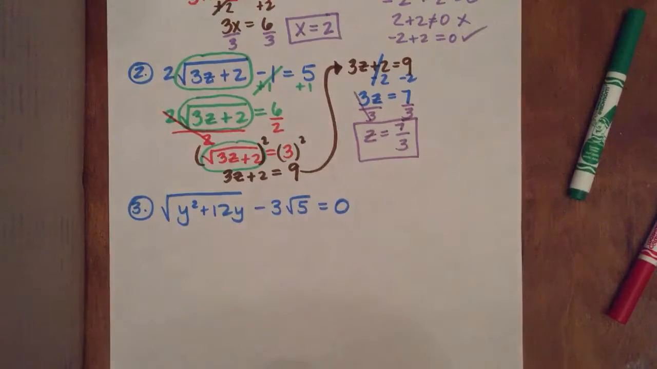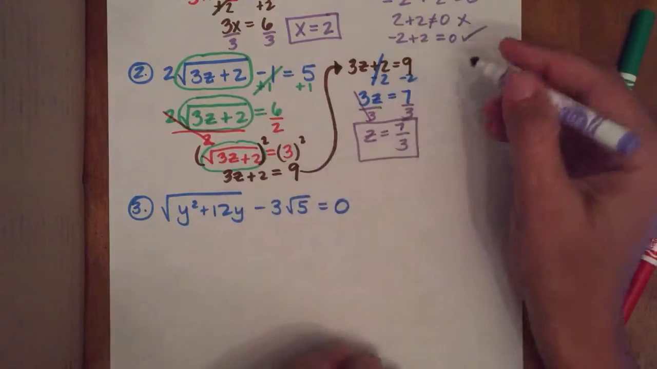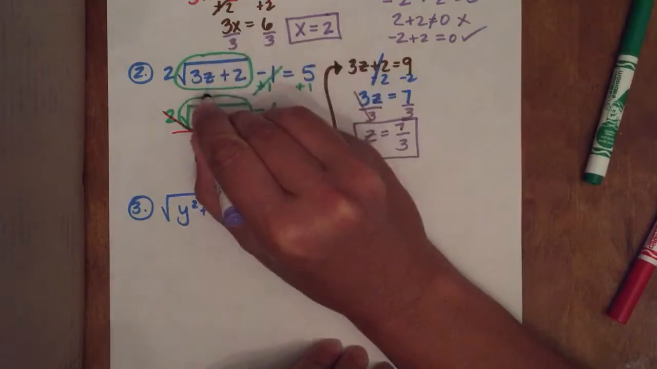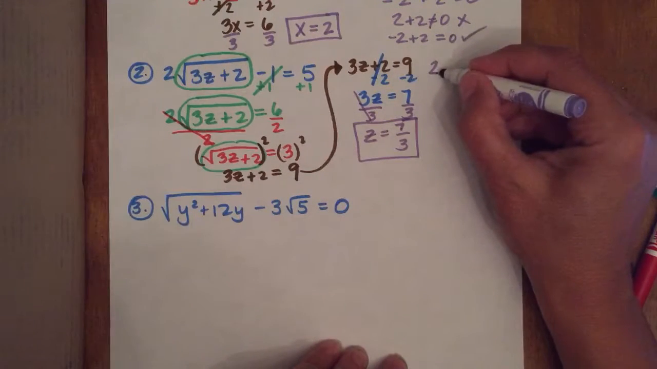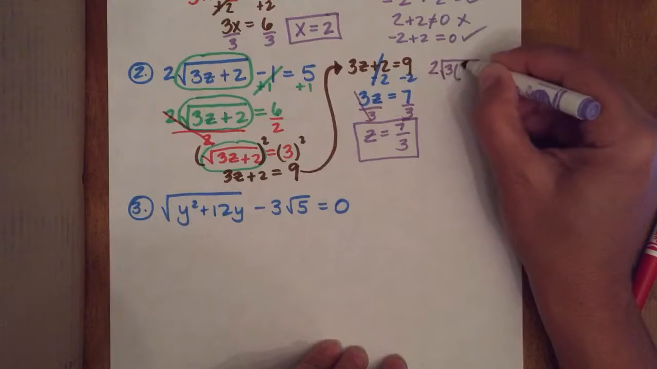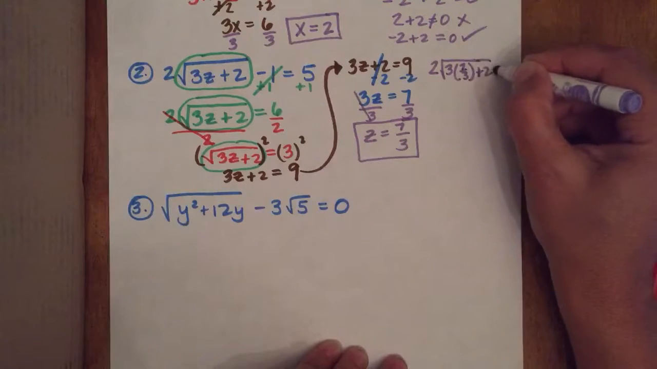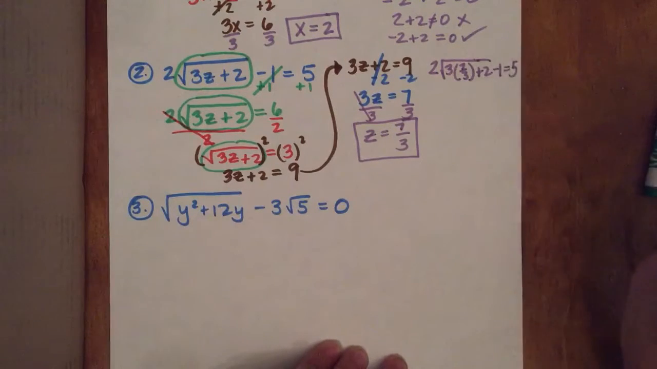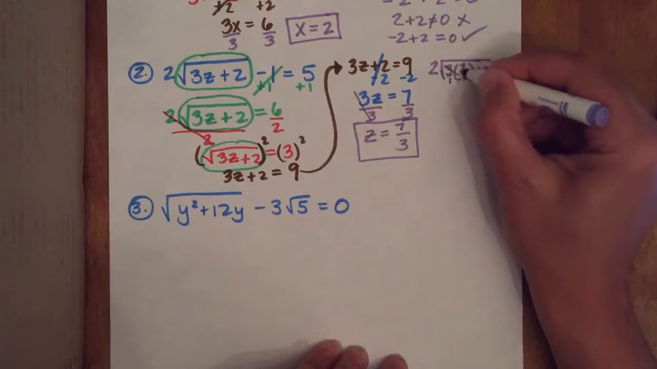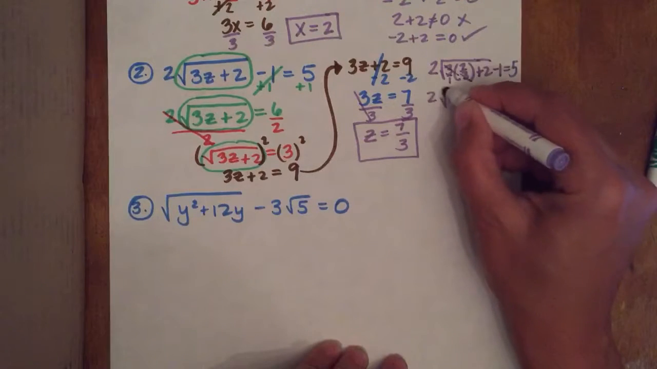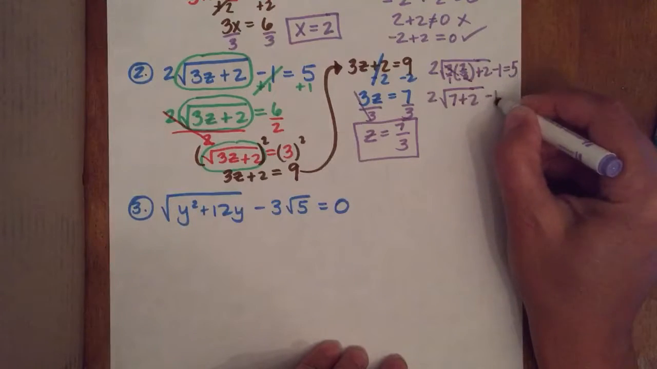And I'm done. And again, if you want to go in and plug in and check, you can. So if I want to take that 7/3 and plug it in for z and see if I got the right answer, let's rewrite our equation: 2 times the square root of 3 times 7/3 plus 2, minus 1 equals 5. When I have this situation here, I have 3 over 1 times 7/3. Those are going to cancel out, so that's going to leave me with 2 times the square root of 7 plus 2, minus 1 equals 5.